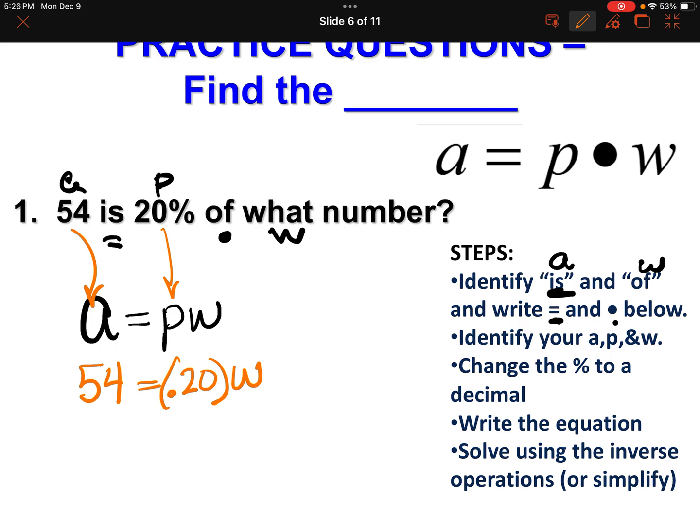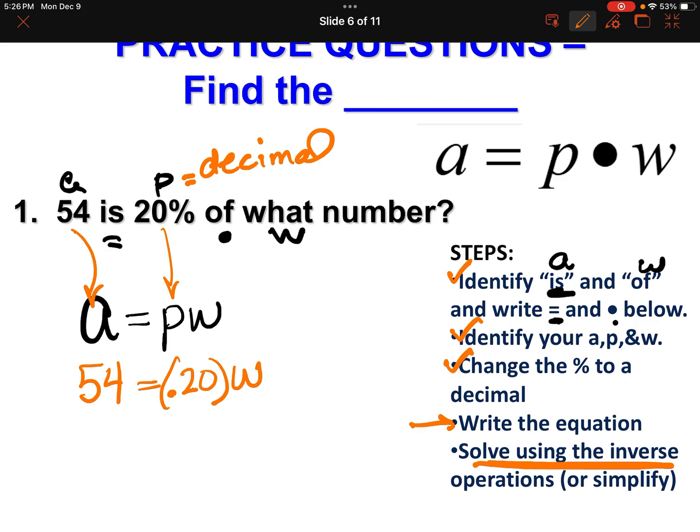Right? The new trick is this P has to be turned into a decimal. You're not going to write 20 in there. If you write 20 in there, you're going to be off by decimal places. Then once I have that, so we identified, we changed our percent to a decimal, we wrote the equation, and then you're going to solve the inverse equation. You're going to solve the equation with inverse operation.